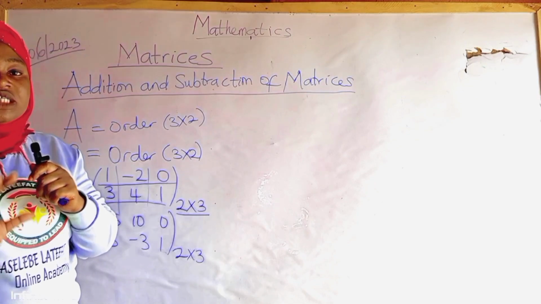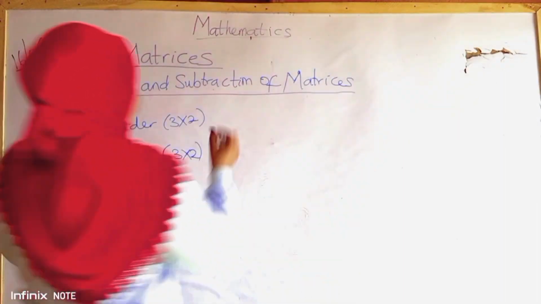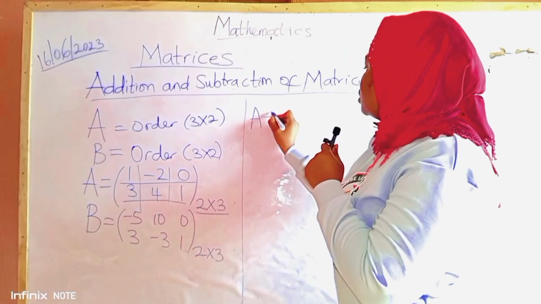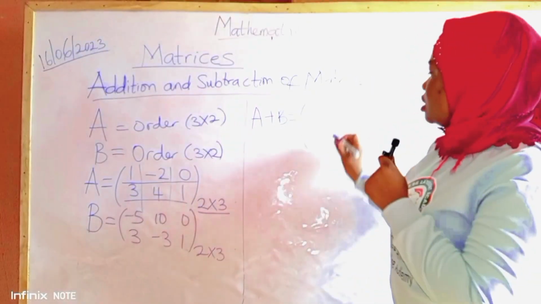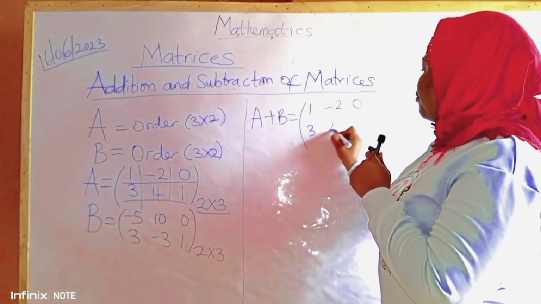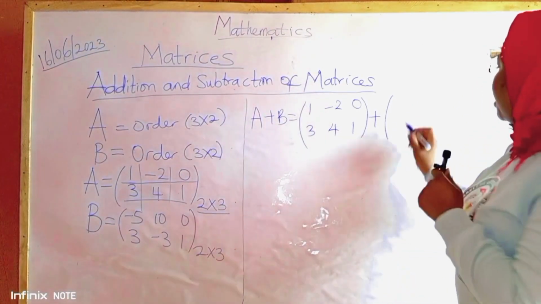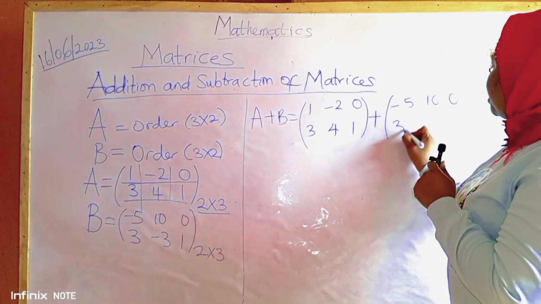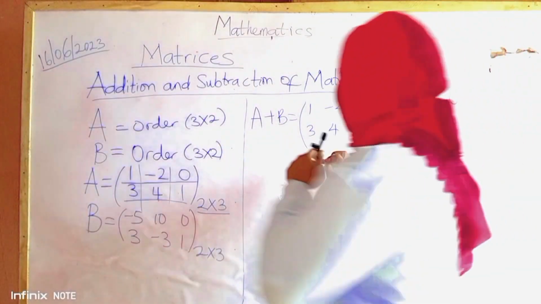But if they are not of the same order, that means you cannot add or subtract. So let's perform the operation on these ones now. Let's say we have A plus B. Let's write our matrix A first, which is 1, minus 2, 0, 3, 4, and 1. Then plus, what is our matrix B? Matrix B here is minus 5, 10, 0, 3, minus 3, and 1. So we can now perform the operation.